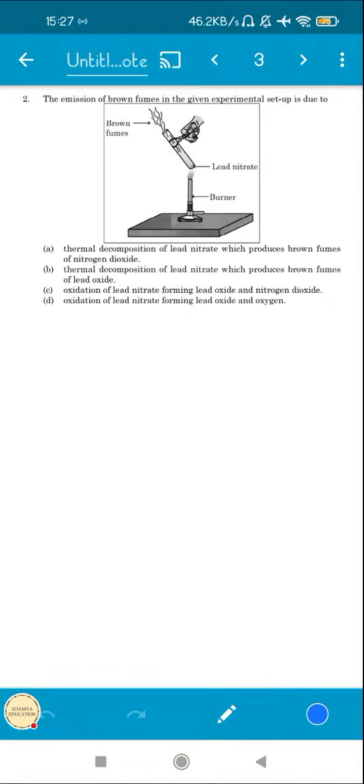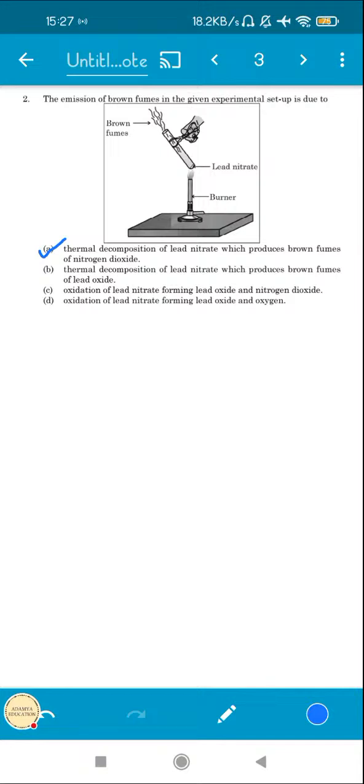Okay, this one is a very easy one. Let's see. The emission of brown fumes in the given experimental setup is due to... we know brown fumes are a characteristic color of nitrogen dioxide. So definitely the answer will be A, thermal decomposition of lead nitrate. Lead nitrate will get decomposed due to heat. That's why it is called thermal decomposition.